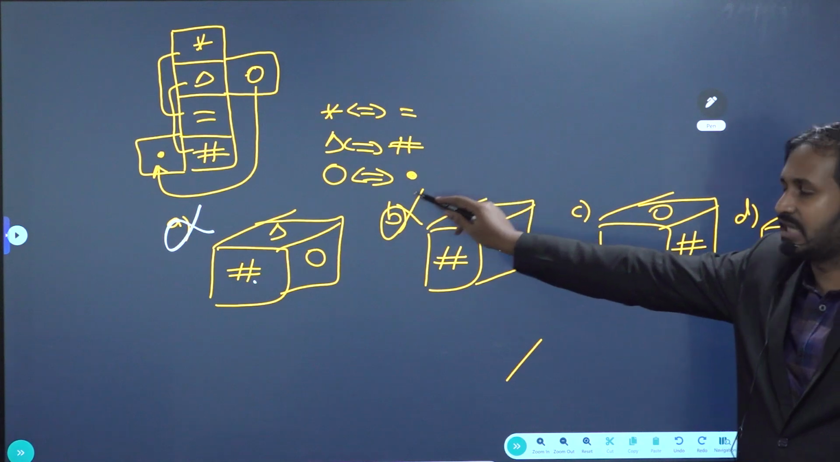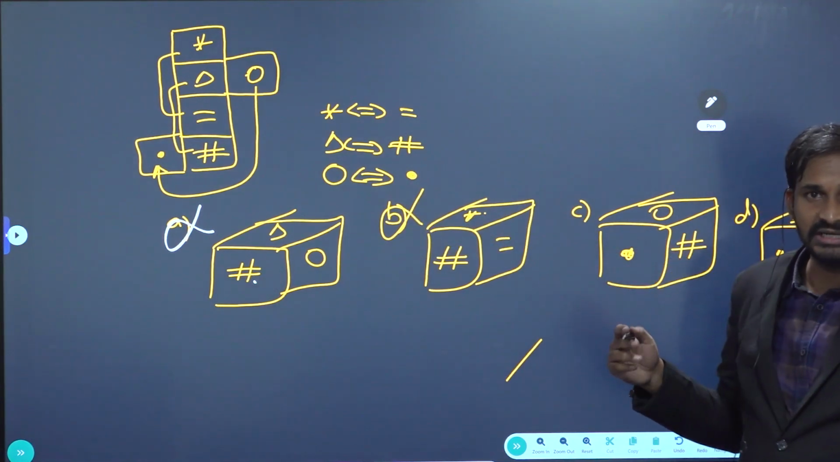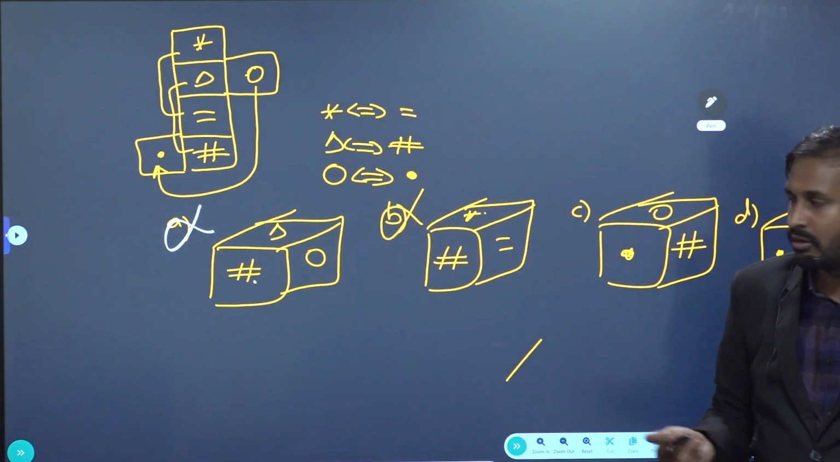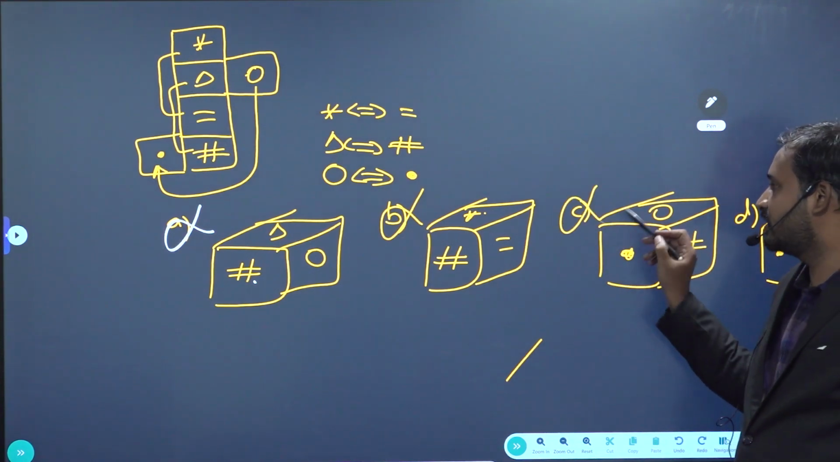Next, see here dot. What is opposite to dot? Circle. Should I see circle? Will I be able to see circle? No. But what do I have here? Circle. So this one is also not my answer.